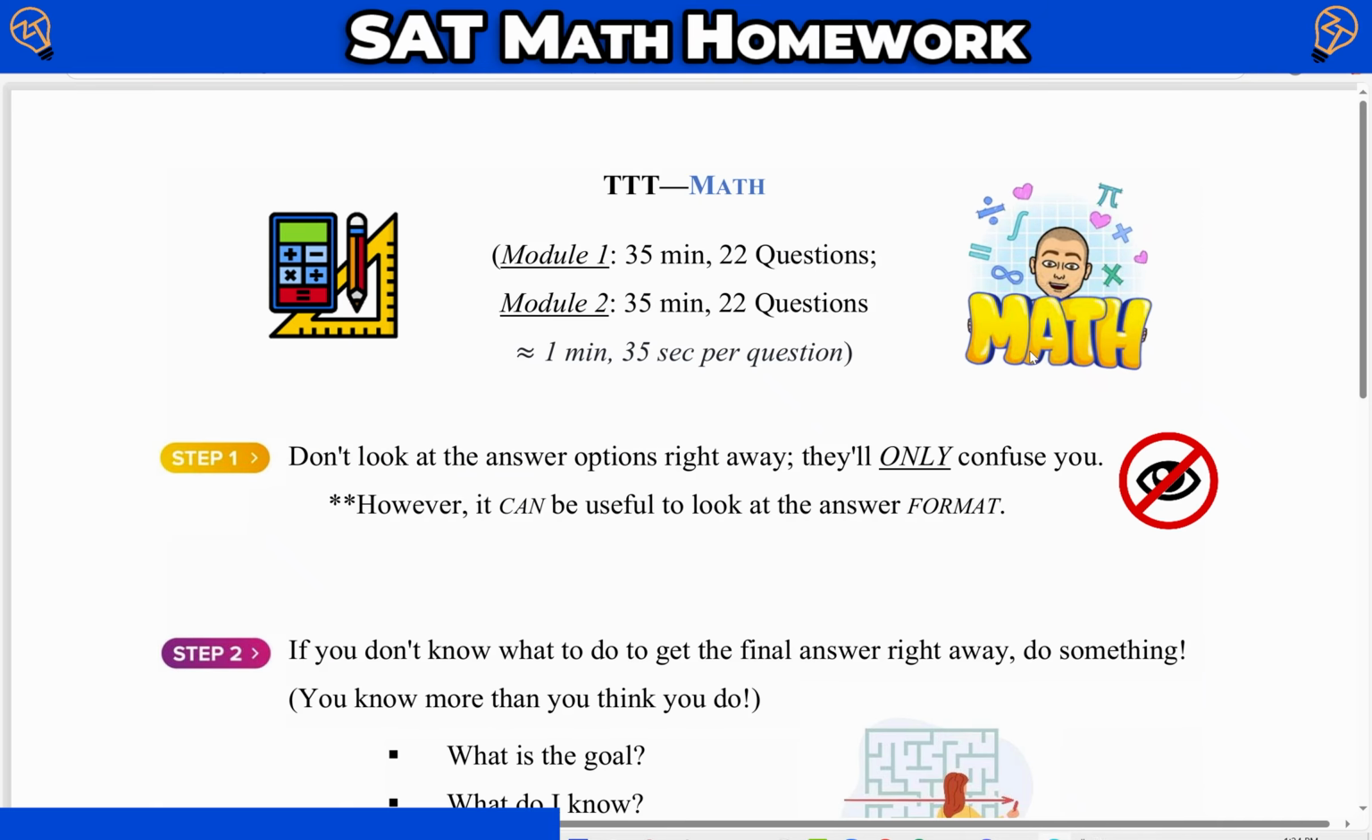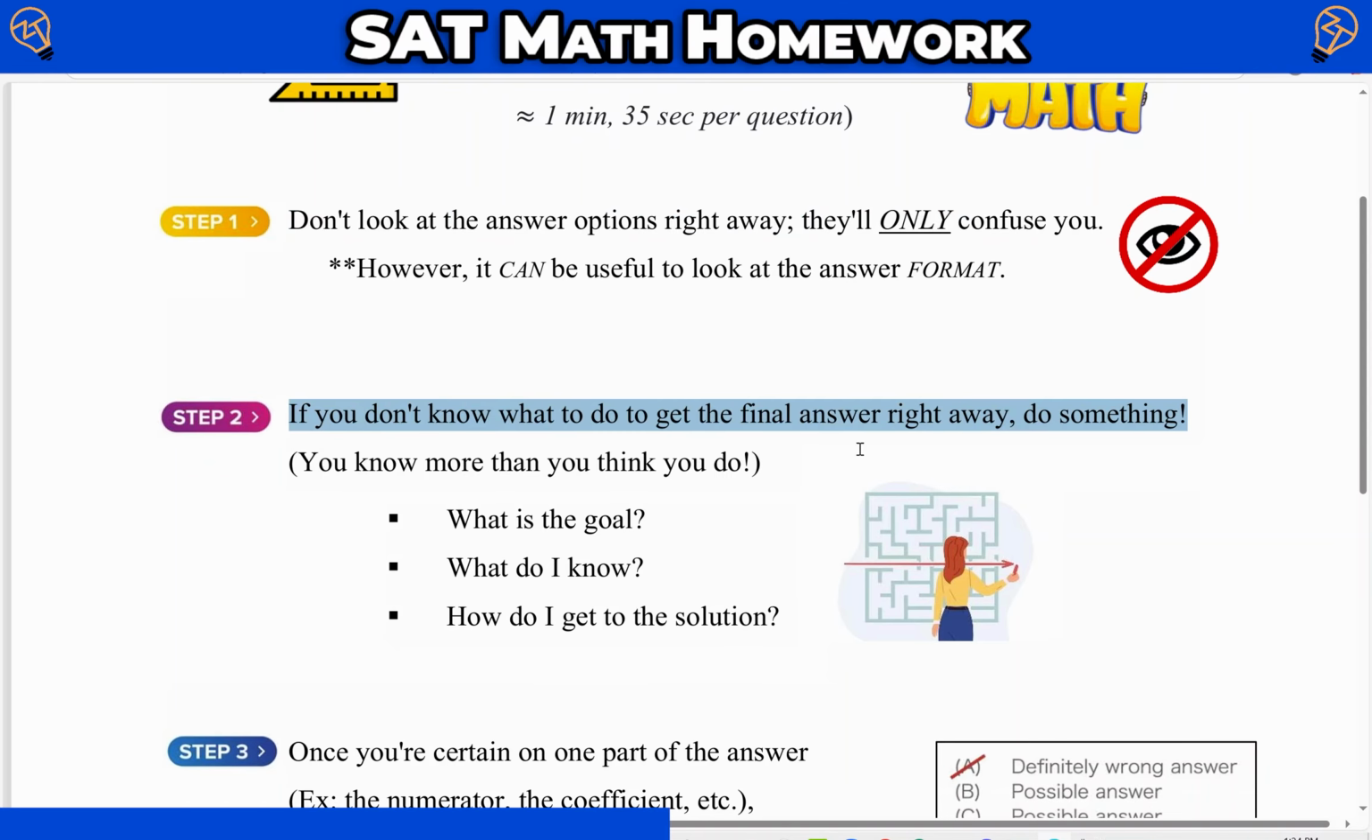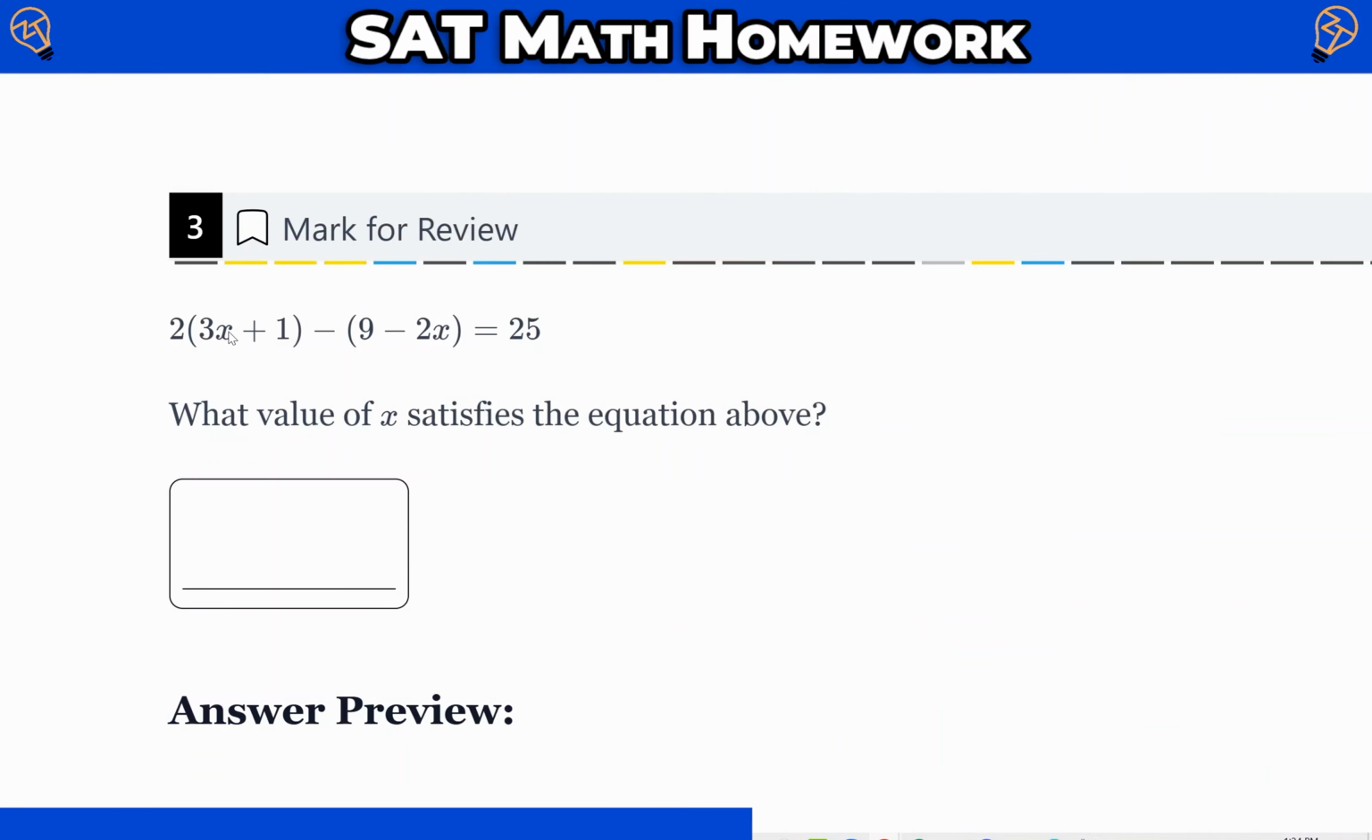So the triple T document still comes into play here. Obviously, it's not multiple choice, so it's not like we could look at the answer options. But the main thing is do something, because you know more than you think you do. And the interesting thing is, it says you know more than you think you do in parentheses. And when you see parentheses and a constant of some sort, some number in front, what do we know to do? Well, we distribute that value.